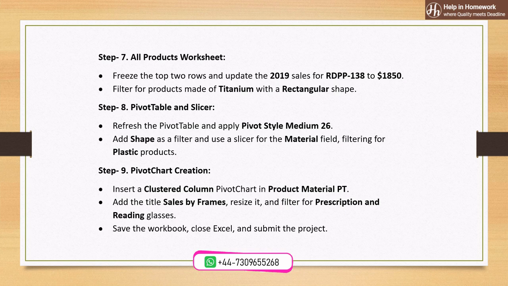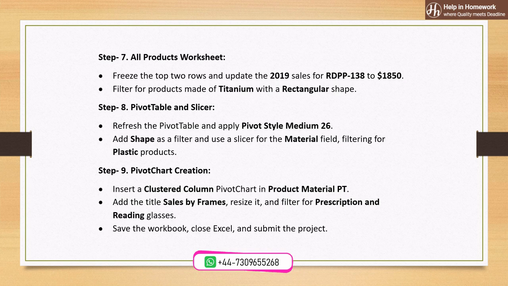Step 8. Pivot table and slicer. Refresh the pivot table and apply pivot style medium 26. Add shape as a filter and use a slicer for the material field, filtering for plastic products.